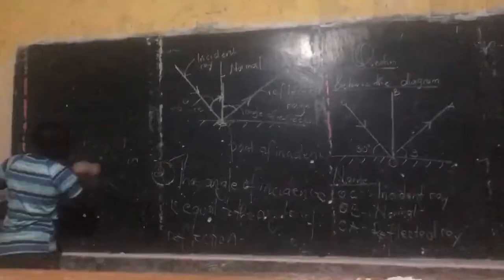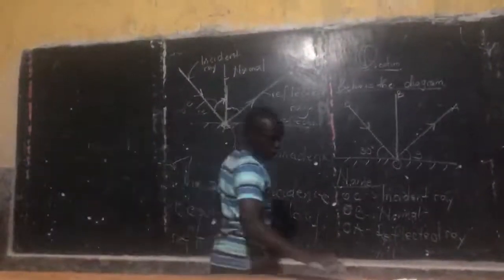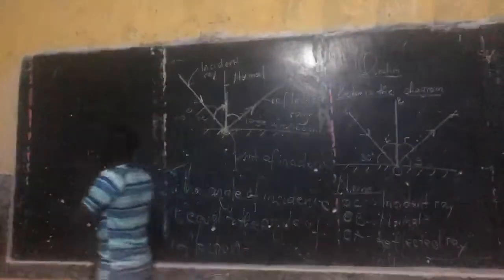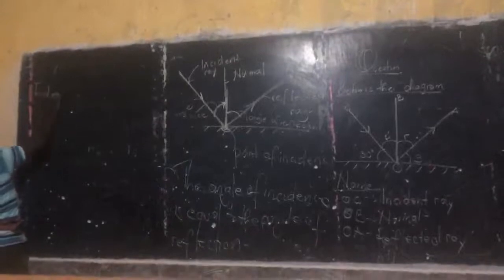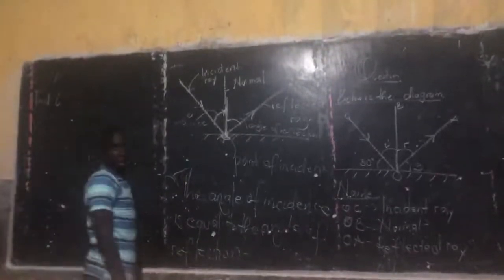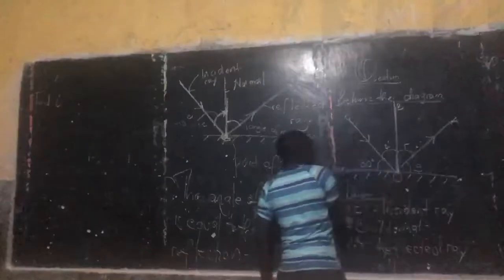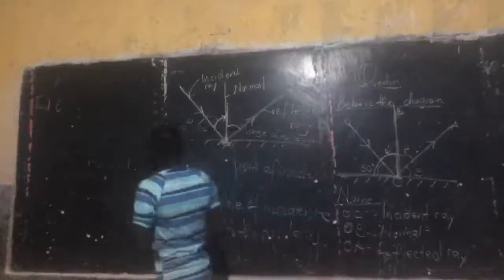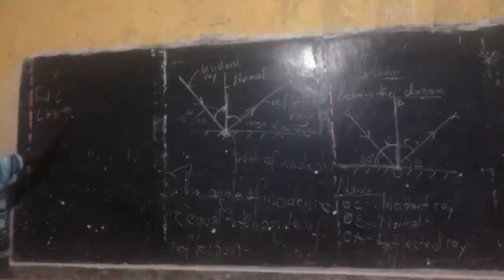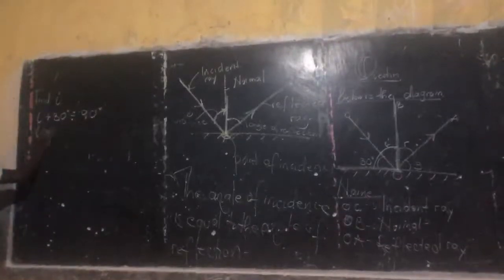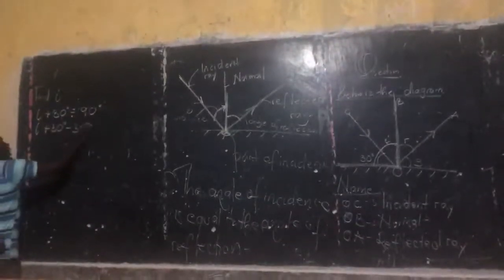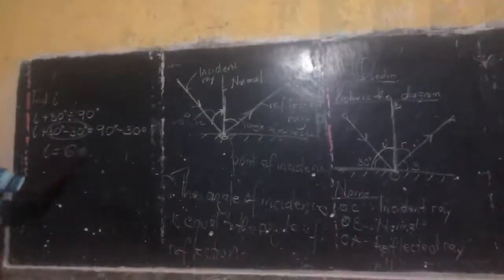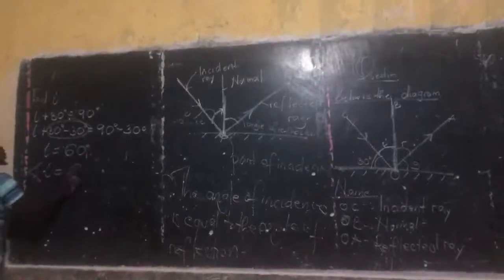In here, you can be asked: let me call this angle I. Find the angle of incidence, find I. This is math which you study. The normal makes 90 degrees with this plane, so these two angles add up to 90 degrees. So I plus 30 degrees equals 90 degrees. I plus 30 degrees minus 30 degrees equals 90 degrees minus 30 degrees. So I is 60 degrees. The angle of incidence is equal to 60 degrees.